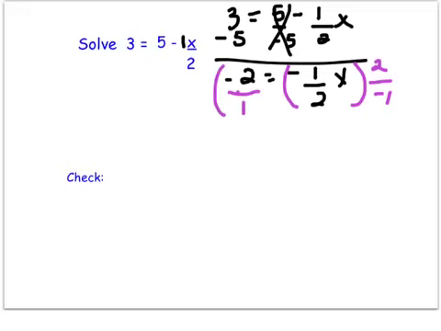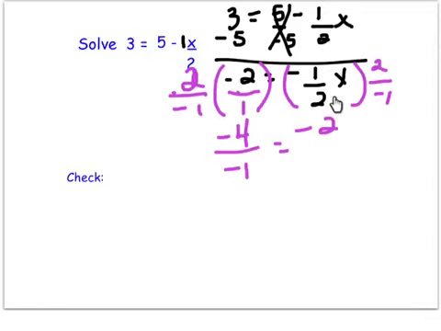And I'm going to multiply both sides by, oh no, 2, sorry, over negative 1, because that's what I multiplied by on this side, so I've got to multiply on this side. So let's go ahead and multiply across. 2 times negative 2, I get negative 4 over negative 1 equals negative 1 times 2, I get negative 2. 2 times negative 1, I get negative 2x.